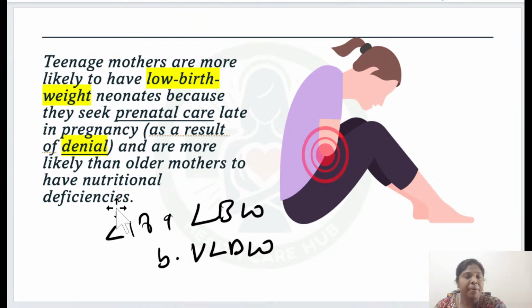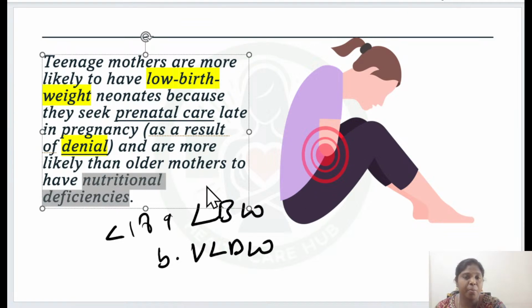So compared to other elderly mothers, these teenage mothers will have nutritional deficiencies because they will not be eating or feeding themselves properly. So definitely they will have low birth weight babies.